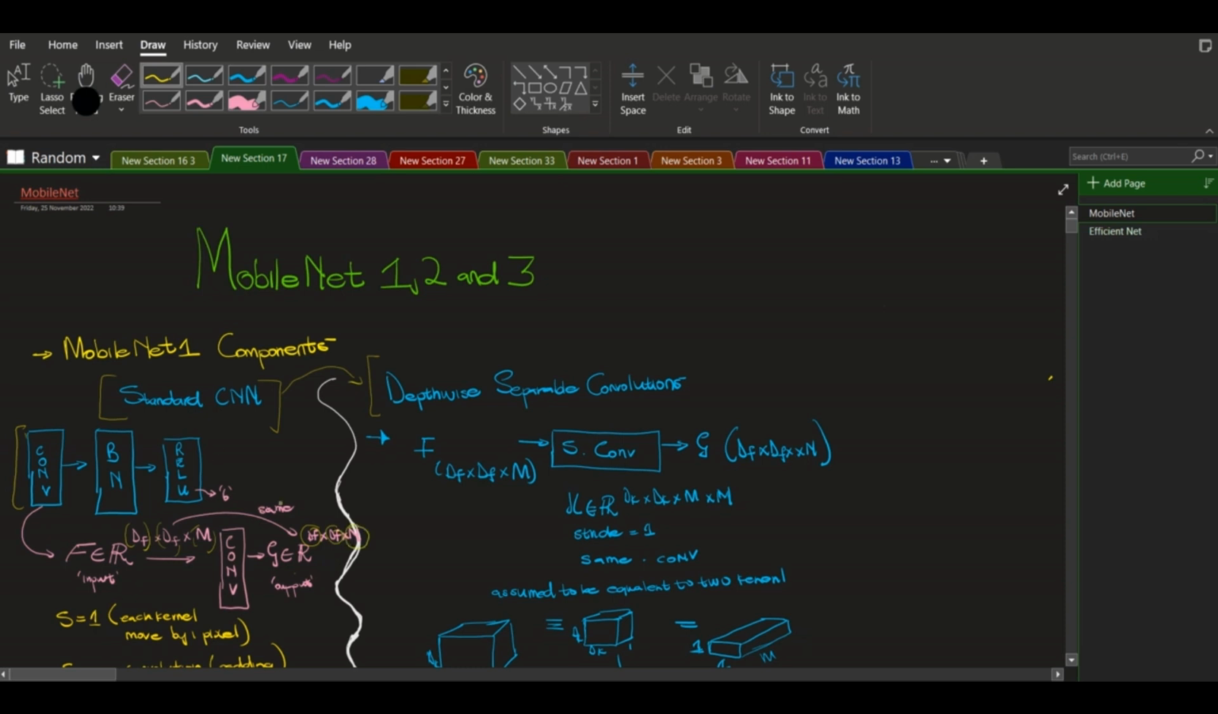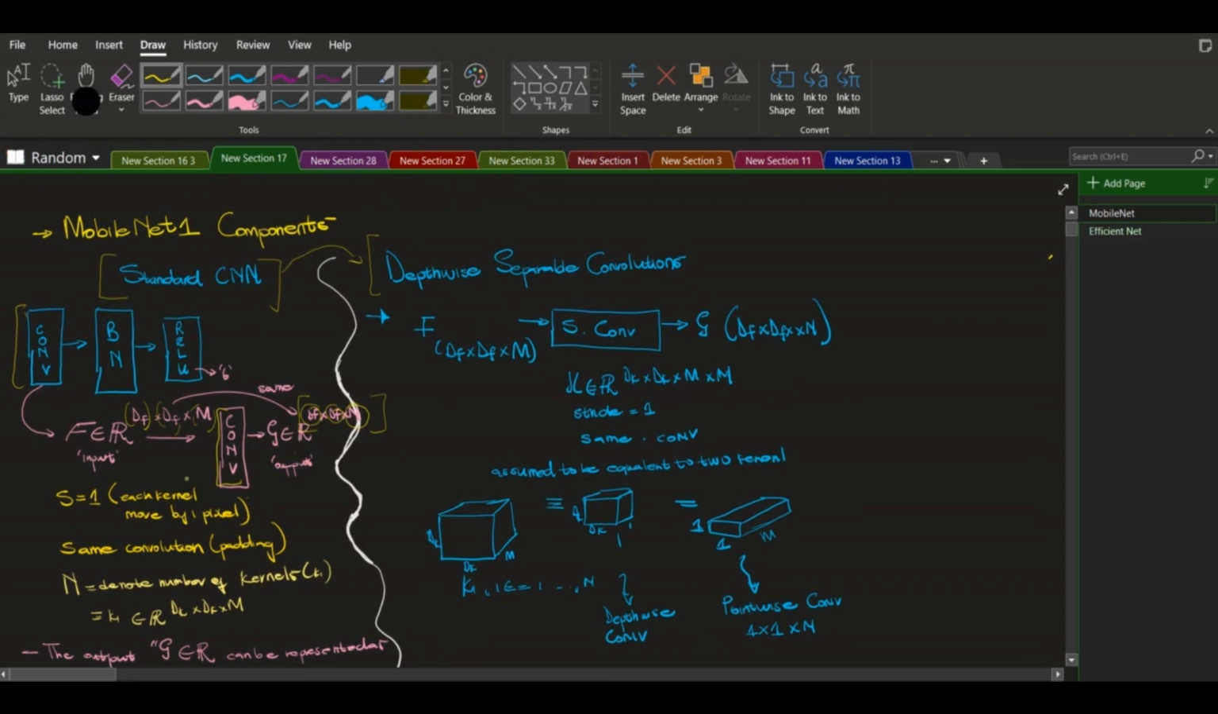But these dimensions here are dependent on the convolution operations that we apply. For example, if we get DF by DF, this means that our stride will be 1. So what is a stride of 1? Simply, it means that each kernel moves by 1 pixel. I'll try to visualize this in a second so that you get to understand.